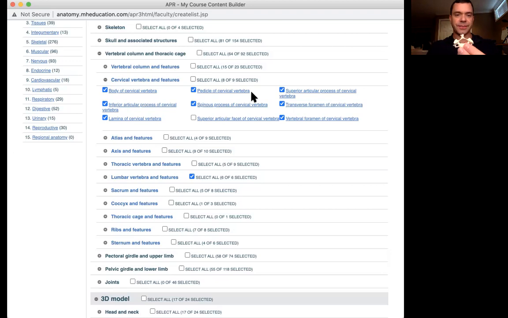I have the pedicles of the cervical vertebra. The pedicle is very small within the cervical vertebra. It is that little spot right there. We have our body, and then right on either side, we have the bone that extends back from the body, and this is the pedicle.